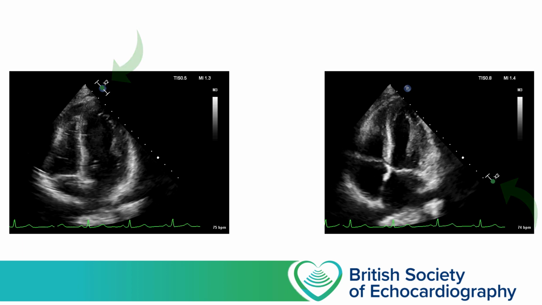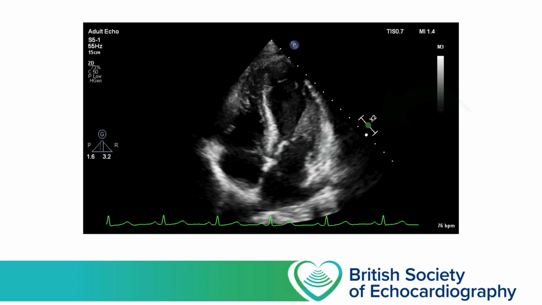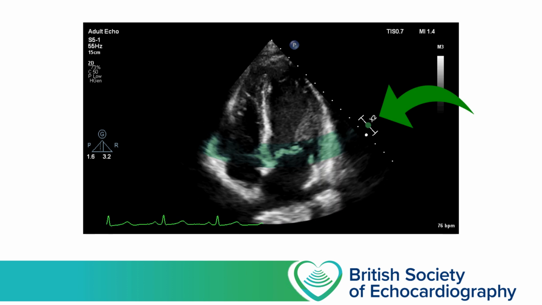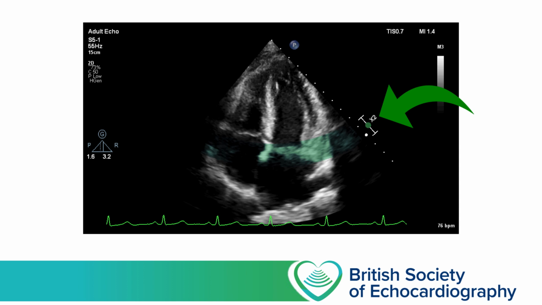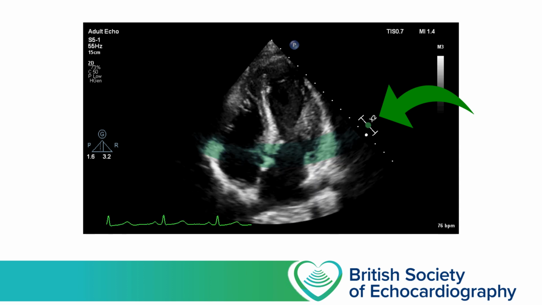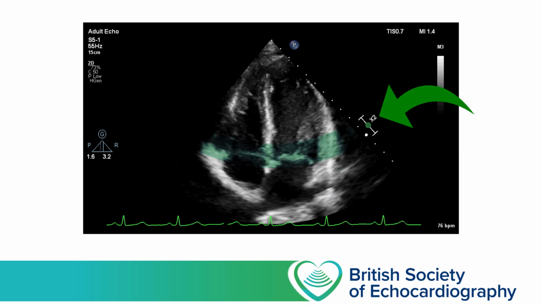Now unless we're specifically interested in something in the extreme near or far field, then we're probably going to want to produce a balanced image here. For the apical 4-chamber view I like to set my focus point around about the level of the basal third of the left ventricle. And here you can see that the area highlighted in green is the area with the greatest resolution. But having said that, there's still pretty good resolution throughout the entire image.